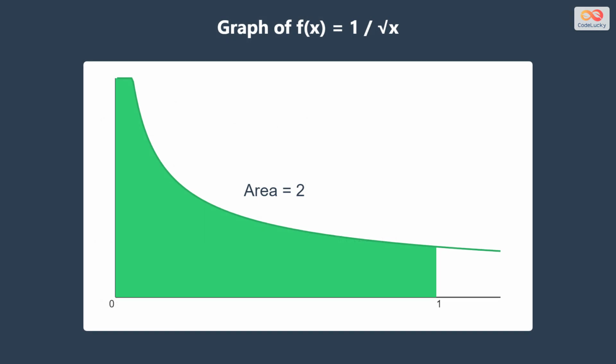Here is the graph of 1 over the square root of x. Even though the curve goes up forever along the y-axis, the green area gets thinner and thinner fast enough that the total accumulated area is exactly 2. It is a finite area with an infinite perimeter.